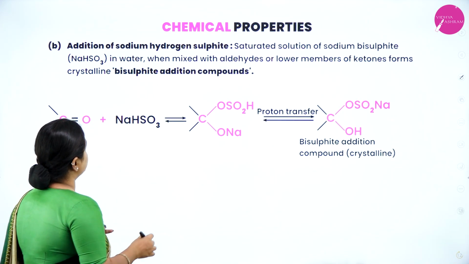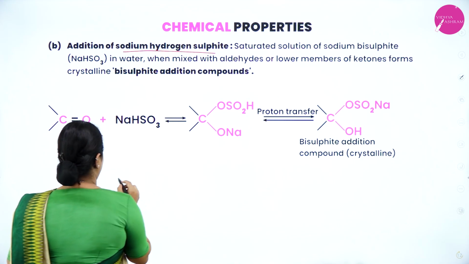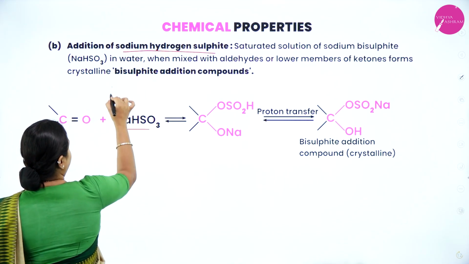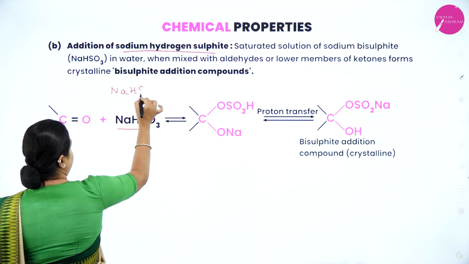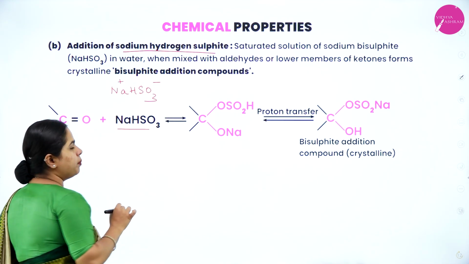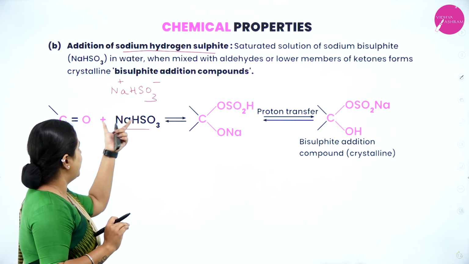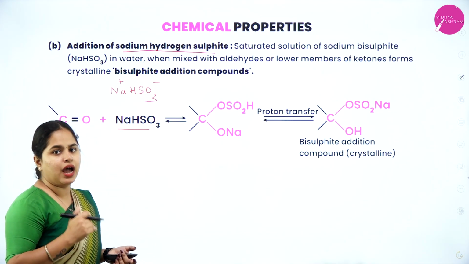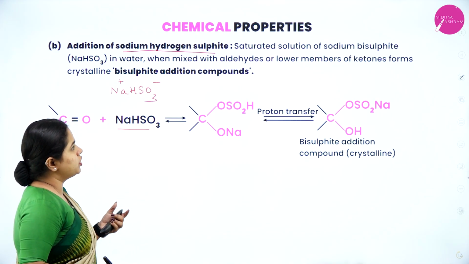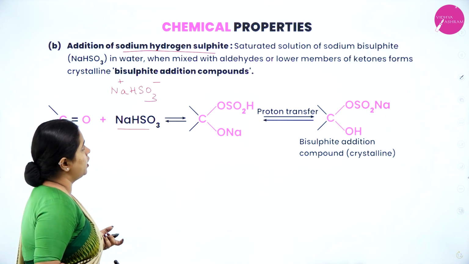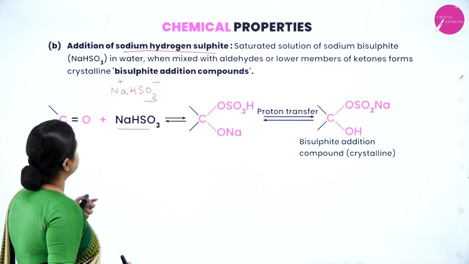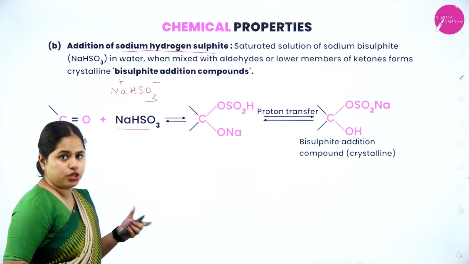The next one is addition of sodium hydrogen sulfite, NaHSO3. In NaHSO3, the nucleophile is HSO3 minus and Na plus is positively charged. So HSO3 minus is going to get added to the carbonyl carbon. A saturated solution of NaHSO3 in water, when mixed with aldehydes or lower members of ketones, forms a crystalline bisulfite addition product.